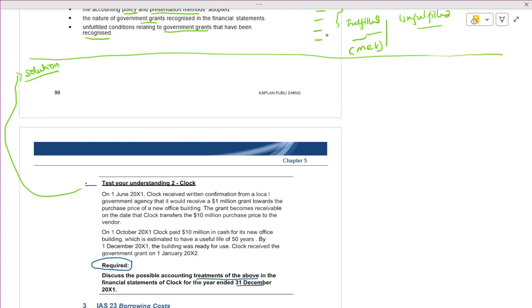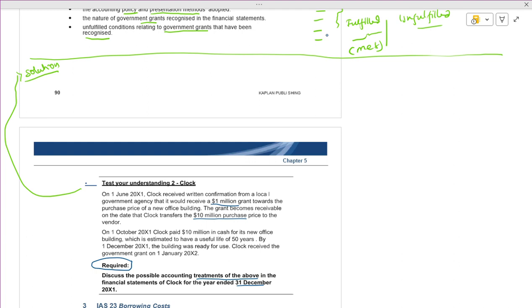On 1st June, Clock received written confirmation from a local government agency that it will receive a 1 million grant toward the purchase of a new building. It is a reasonable assurance. The grant becomes receivable on the date that Clock transfers the 10 million purchase price to the vendor. That means there is a condition attached to it.